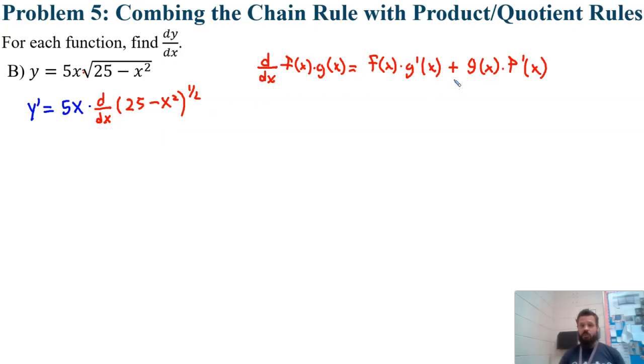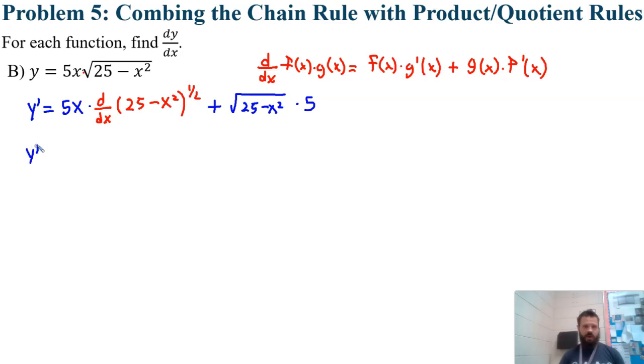Okay, continuing with the product rule, we have plus the normal g of x. So that'll just be square root of 25 minus x squared times the derivative of my f of x, which is that 5x. So that'll just be a 5 right here. All right, so essentially, again, what we did is we applied the product rule. We just said, let's take care of this derivative in the next step.